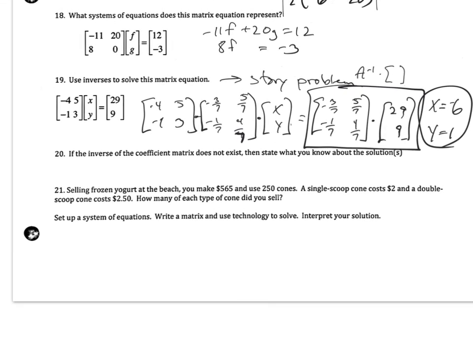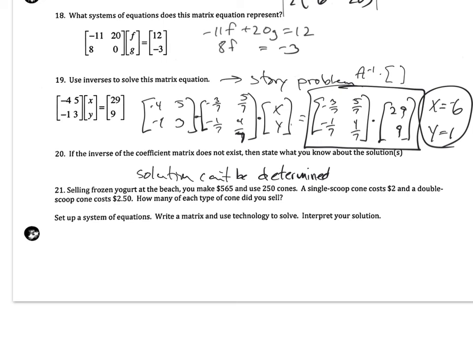Something that we talked a great deal about on Monday. If the inverse of the matrix does not exist, what do you know about the solutions? Well, if you can't find the inverse in order to use the inverse, that means the solution can't be determined.